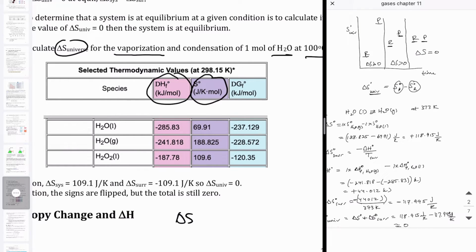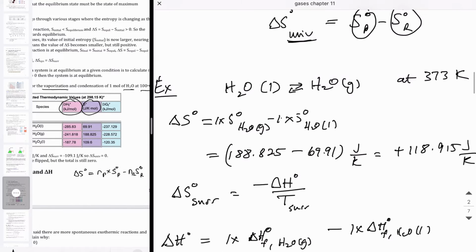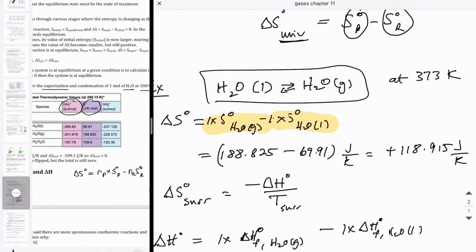And to calculate the delta S of the system, given the symbol, all you need is take the number of moles of your product times the absolute entropy value of your product, minus the number of moles of the reactant times the absolute entropy value of the reactant. Of course, to do that, we're going to need to write our reaction out. Our reaction is liquid going to gas because that's vaporization. And so this is the actual equation to calculate delta S of the reaction.